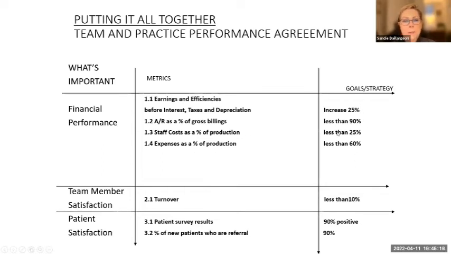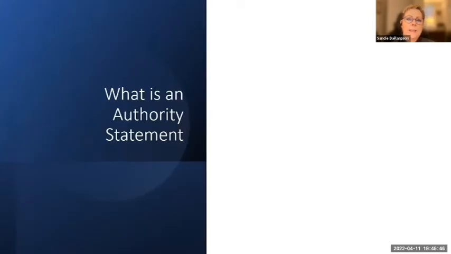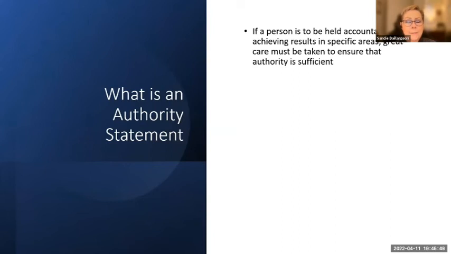Well, we'd like to increase it by 25%, have our accounts receivable less than 90% of 1 month's gross billings. Our staff costs should be 25% or less of gross billings. Our expenses should be less than 60% of production. So you can set your goals there. But once again, they should be a bit of a stretch, but they need to be specific on what you want to achieve, and then what the action plan is to get you there.